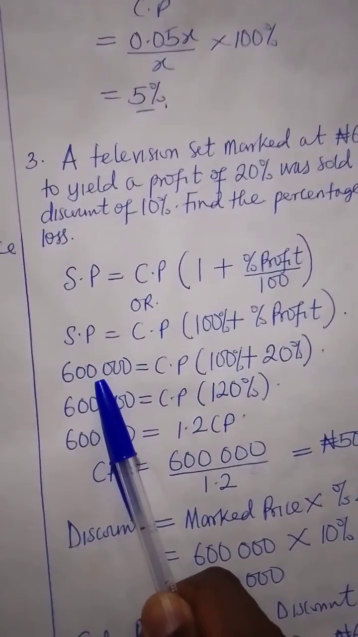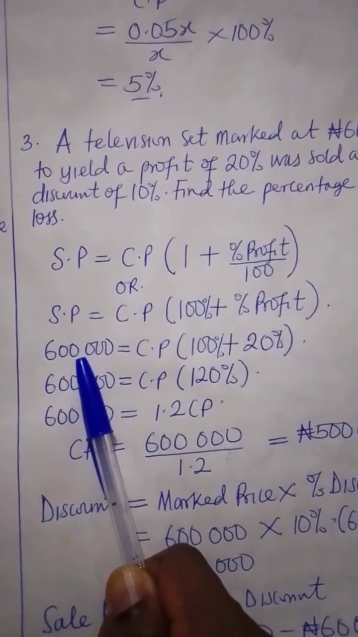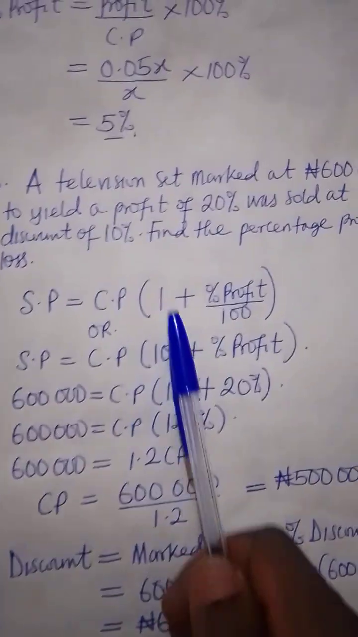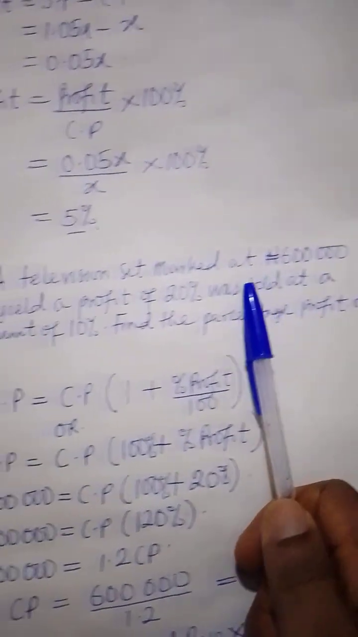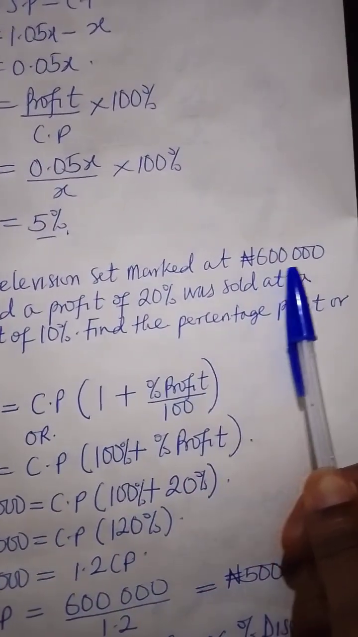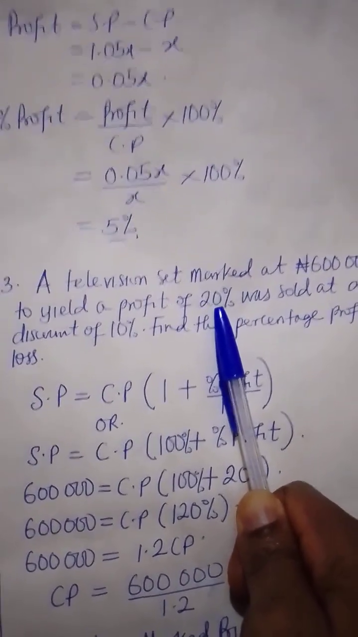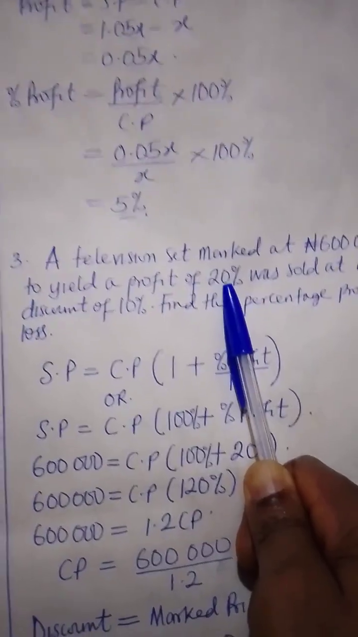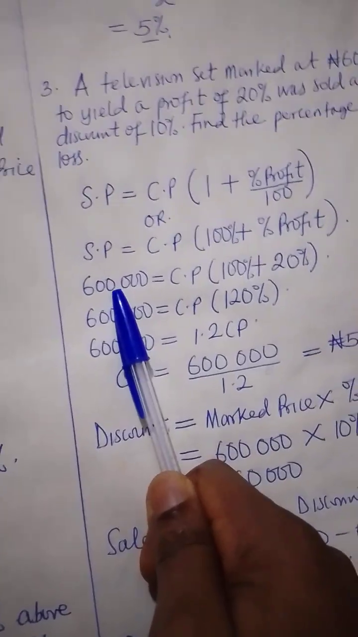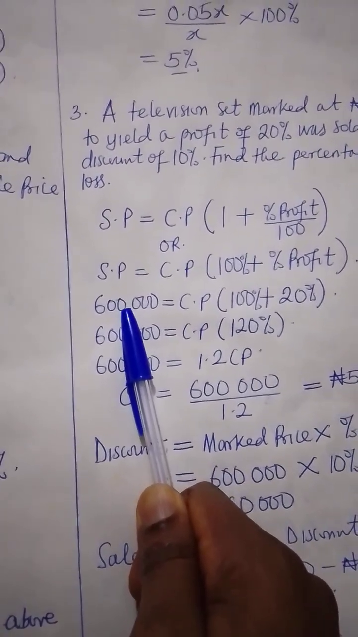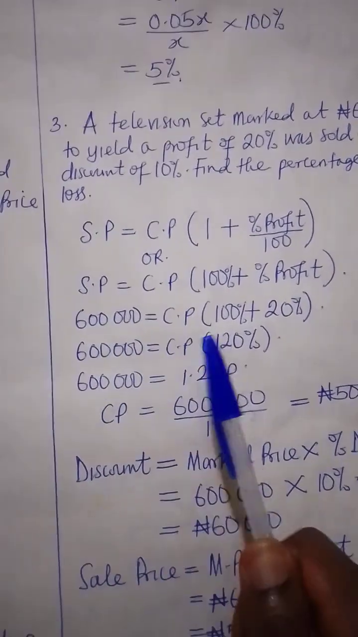So our marked price, which is a type of selling price, is 600,000 because we need that to get the cost price. The marked price is 600,000 and we are required to sell the television set at 600,000 in order to make a profit of 20%. This 20% is calculated based on the cost price. So the marked price in this case is taken as the selling price of that item. If it was sold at that amount, this is the profit that will be made.